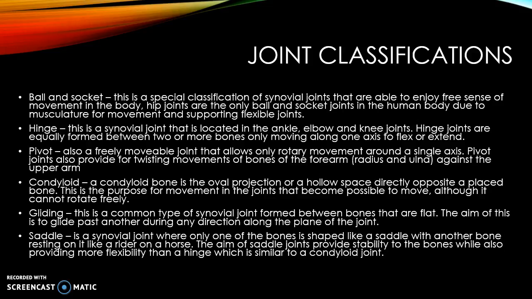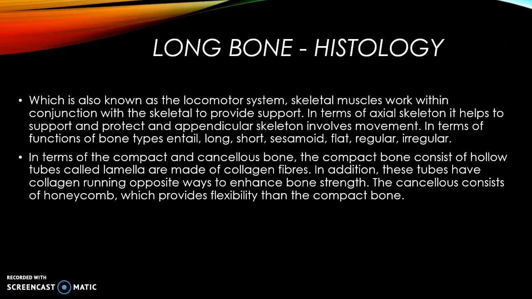The gliding joint is a common type of synovial joint formed between the bones that are flat. The aim of this is to glide past another bone in any direction along the plane of the joint. Lastly, the saddle is a synovial joint again, where only one of the bones is shaped like a saddle, with another bone resting on it like a rider on a horse. The saddle joint provides stability to the bones while also providing more flexibility than a hinge, which is similar to a condyloid joint.